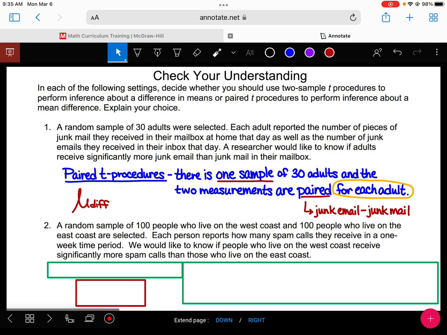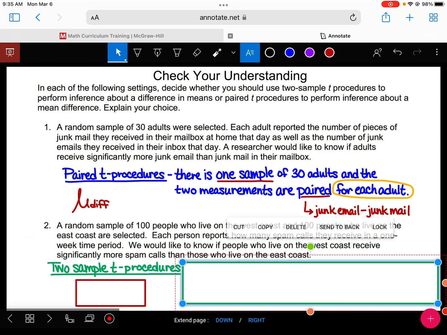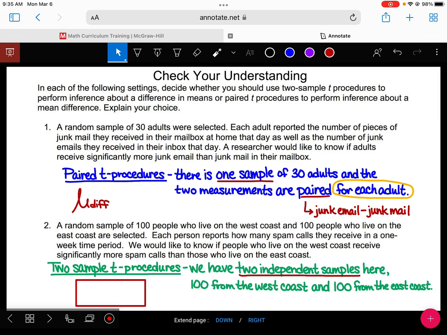Number two, how many samples do we have? Two samples. What are those two samples? 100 people from the West Coast, 100 people from the East Coast. Two independent samples. So this would be a mu1 minus mu2, or mu West Coast minus mu East Coast.